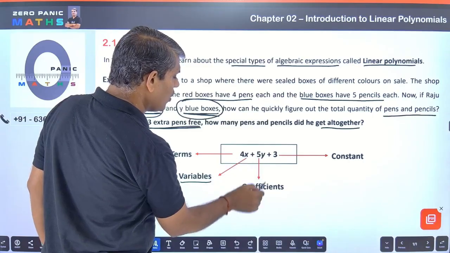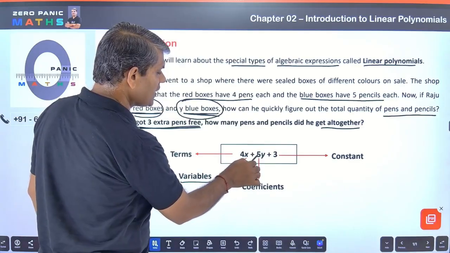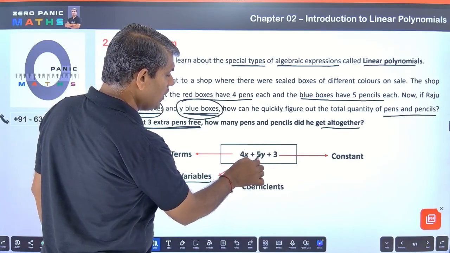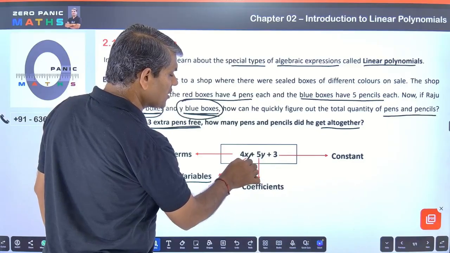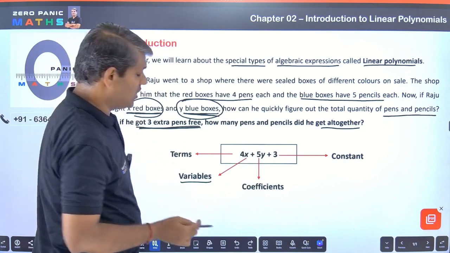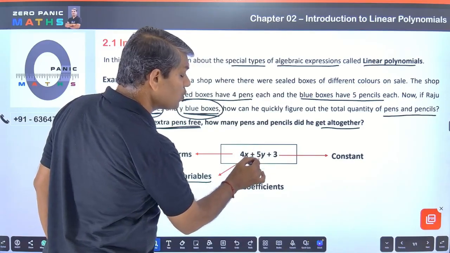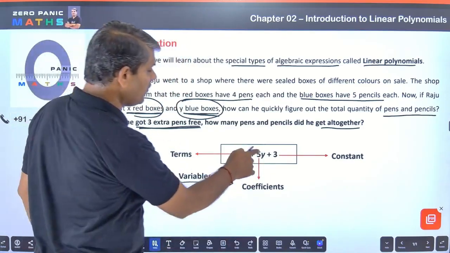5 and 4 are coefficients of y and x. 4 is the coefficient of x, 5 is the coefficient of y. We need to take the sign of the number into consideration. Since it is plus, I am saying it as 5. If it is minus, I should be saying minus 5 is the coefficient of y.